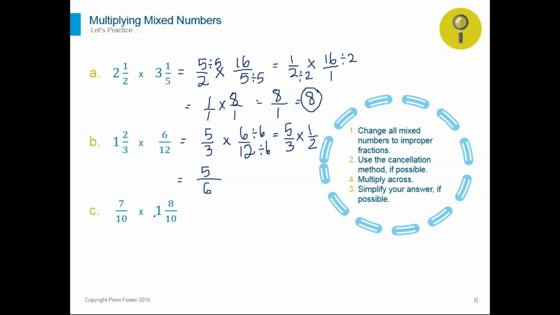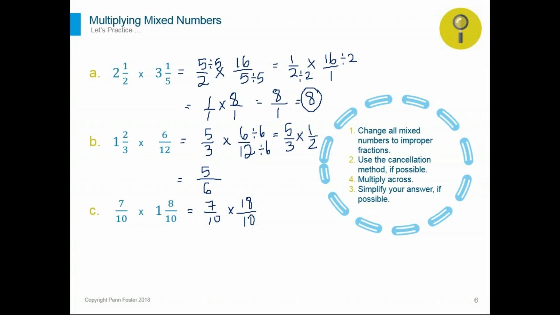Question number C on the screen that you see, 7 over 10 times 1 and 8 over 10. Again, we have a fraction and a mixed number, so we're going to rewrite the problem as 7 over 10 times, change the mixed number to an improper fraction. 1 times 10 is 10 plus 8 will give you 18 on the top, and 10 will stay on the denominator.